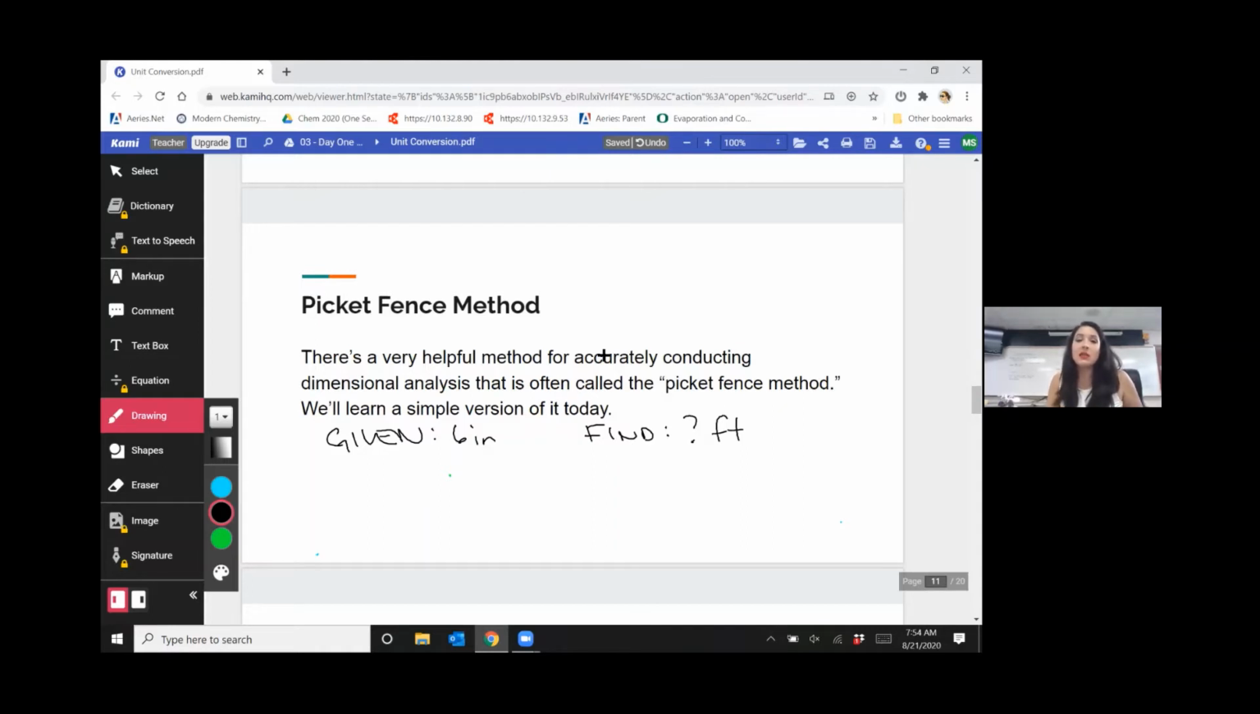So given 6 inches, we need a ratio that compares inches to feet. We know that 12 inches is equivalent to 1 foot. So I have inches, and I have something that compares inches to feet. Now I need my method for solving for feet. I'm going to do something called the picket fence method. I'm going to take my given unit and put it right here in the upper left-hand box.